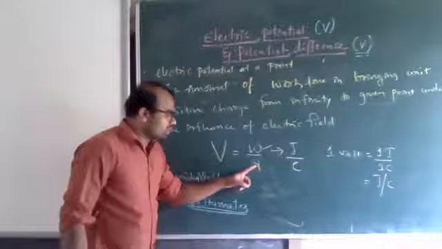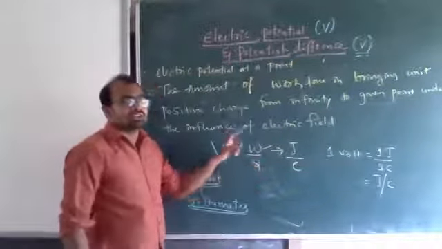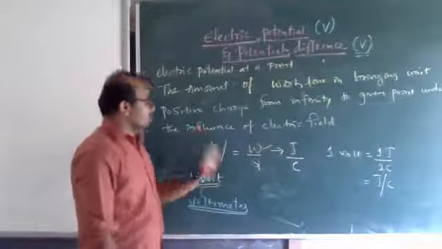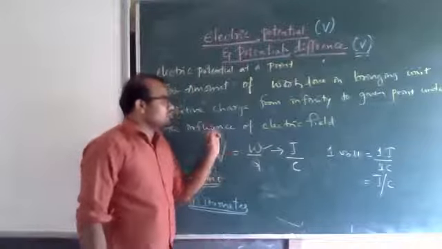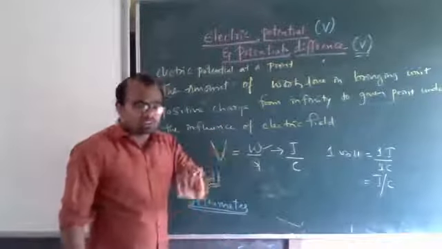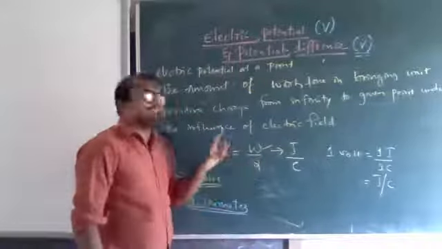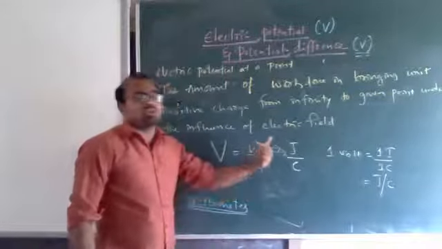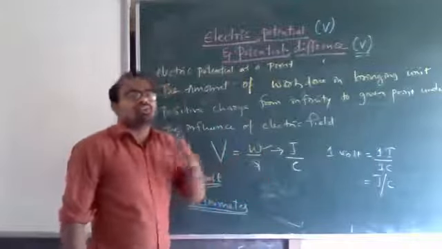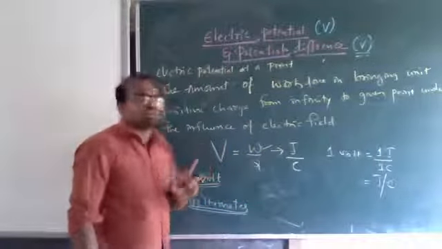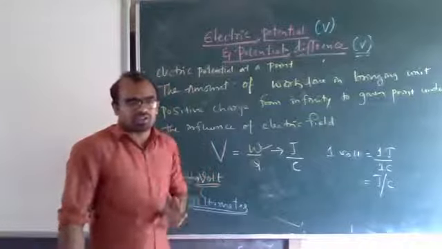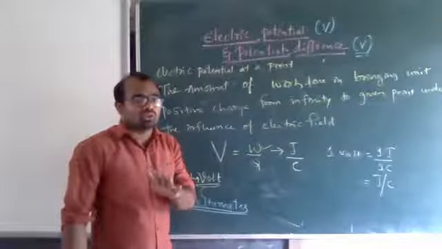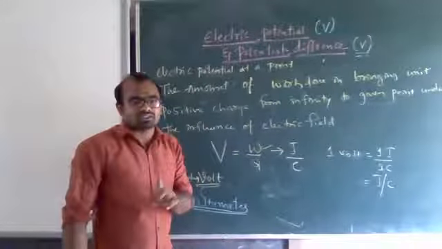1 coulomb of charge makes 1 joule of work, or if you say 1 joule of work is done in bringing 1 unit or 1 coulomb of charge from one point to another point, then we say it is 1 volt of potential difference. Understanding?